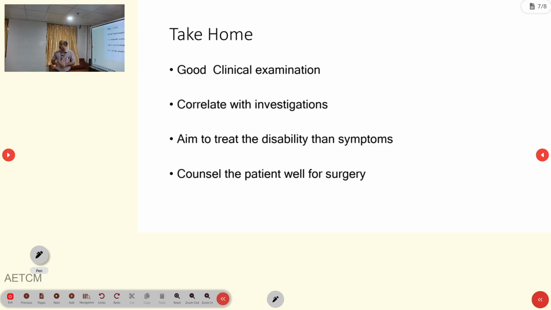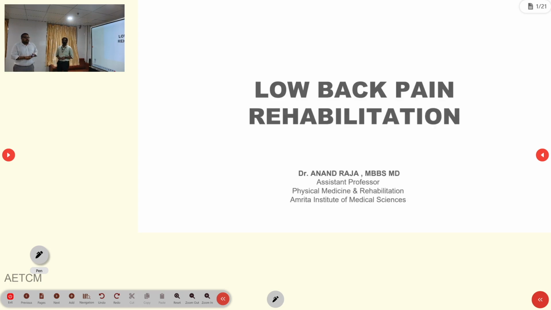Thank you. So thank you, Jim sir, for that short and sweet presentation on clinical examination and how to go about with the patient with low back pain. And now the most important part, the rehabilitation part, and we have Dr. Anandaraj from the Department of Physical Medicine and Rehabilitation to explain it. Over to you, Doctor. Good afternoon.